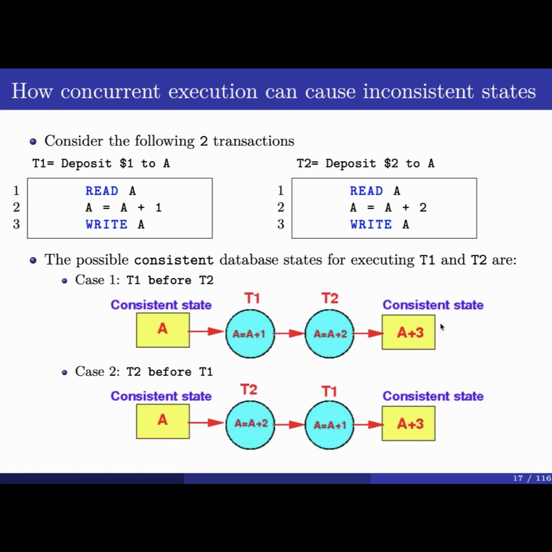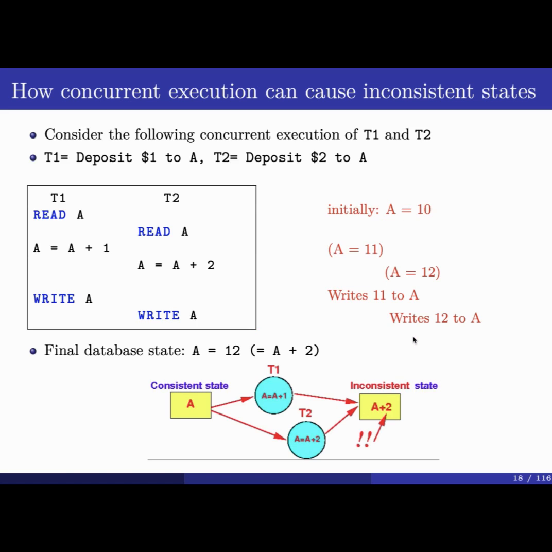It must be equal to 13. Yeah, because you take A as 10, and after executing T1 and then T2, or T2 and then T1, the result must be equal to 13. So here transaction T1 gets the value of A, and then transaction T2 also accesses the value of A. So both of them have the value of A equal to 10. Then after that, what happened here?